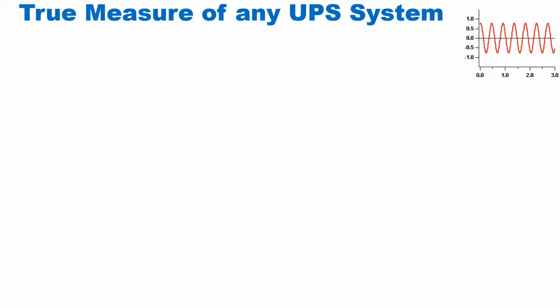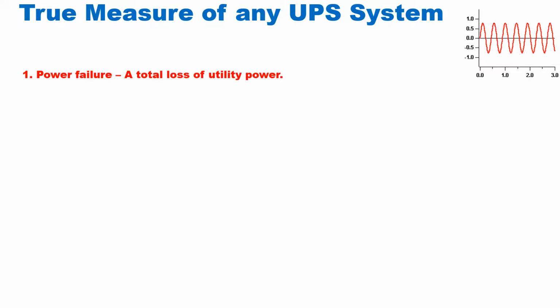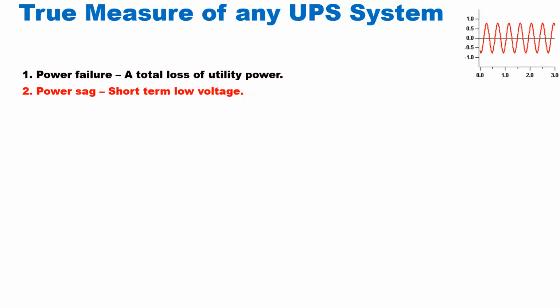Power failure is the total loss of utility power. So the utility company develops a fault, a feeder trips, or something like that, and there is a total loss of utility power. Now, the second type of problem that we may have is called a power sag. This is a low voltage which is only there for a very short period of time.